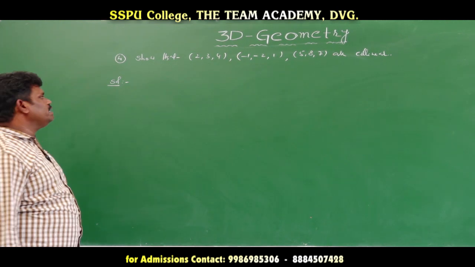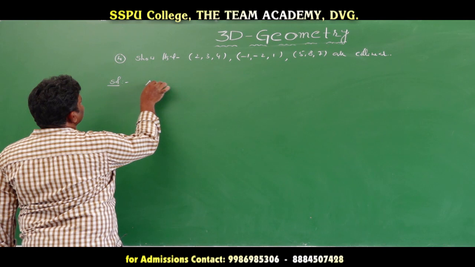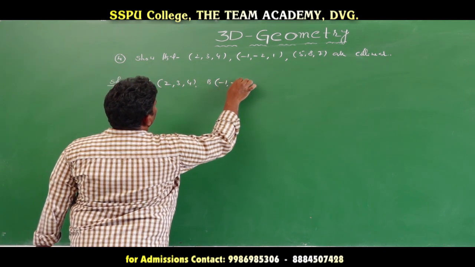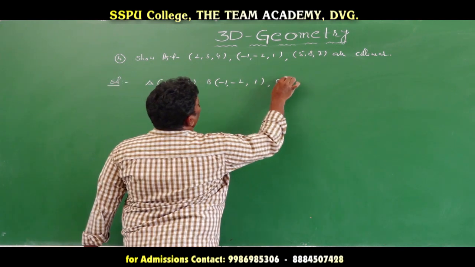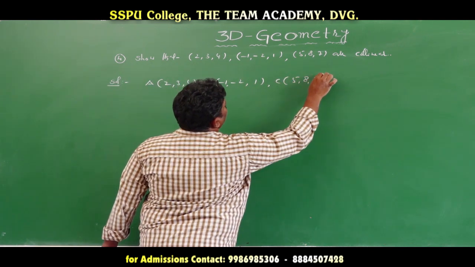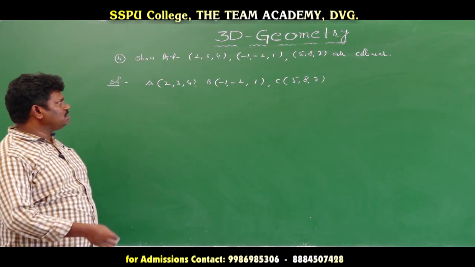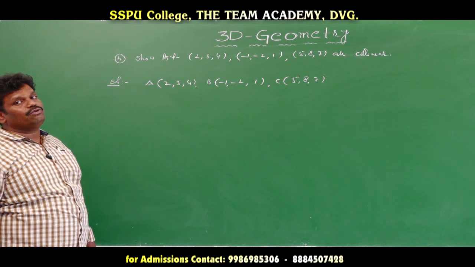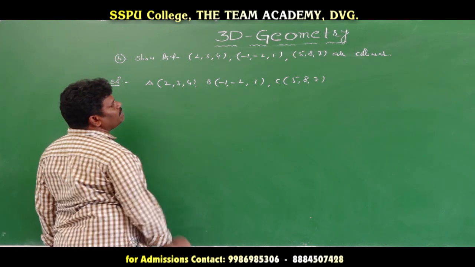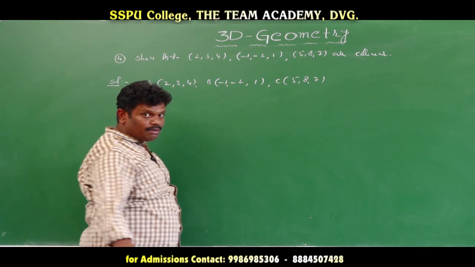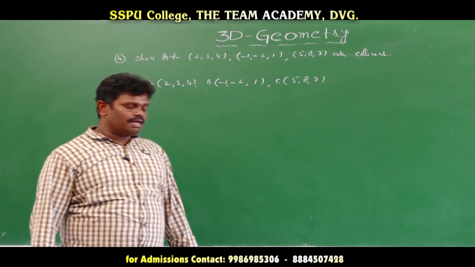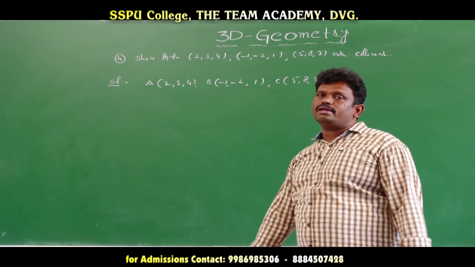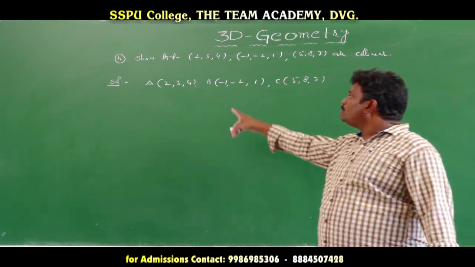First we name the given points: A is 2, 3, 4, B is minus 1, minus 2, 1, and C is 5, 8, 7. In 3D geometry, when this type of question is given, first we find the direction ratios of the line joining AB and the direction ratios of the line joining BC. Then we verify that the two sets of direction ratios are proportional. Proportional means the lines must be parallel. Here the common point is B.